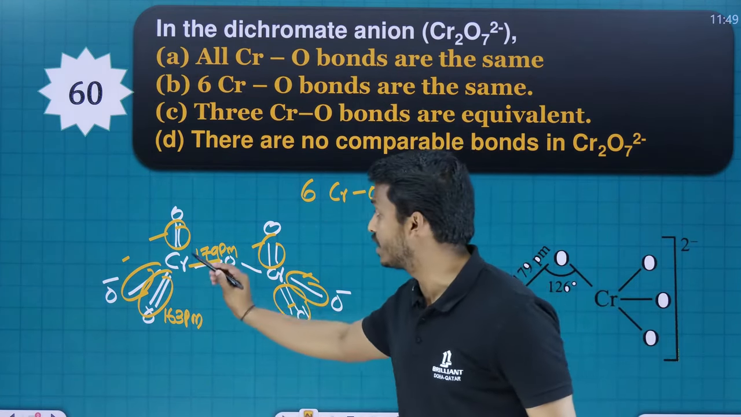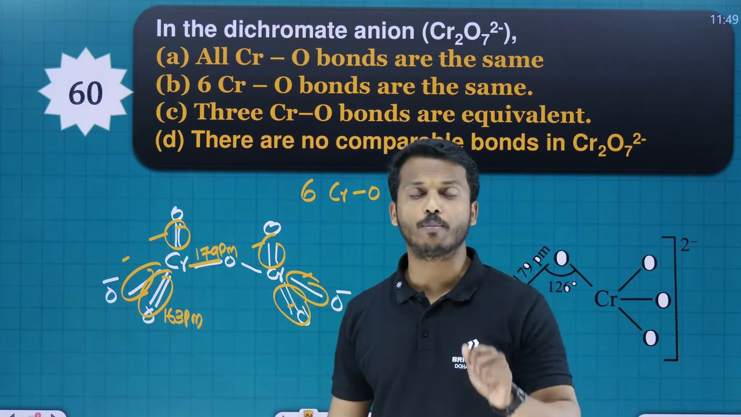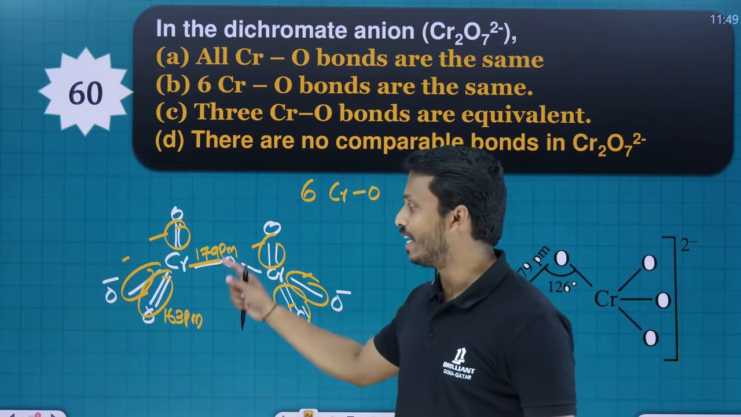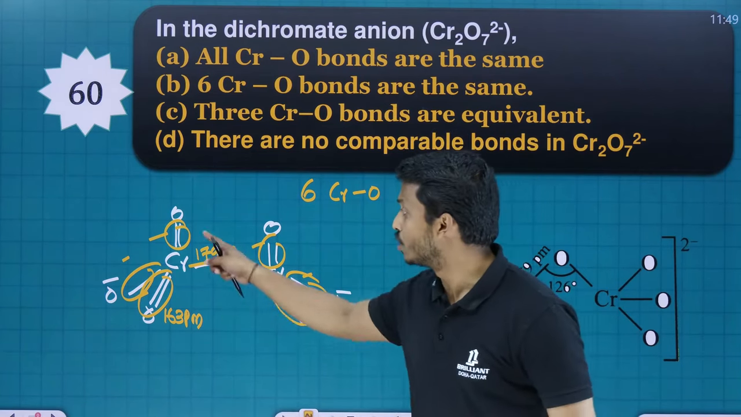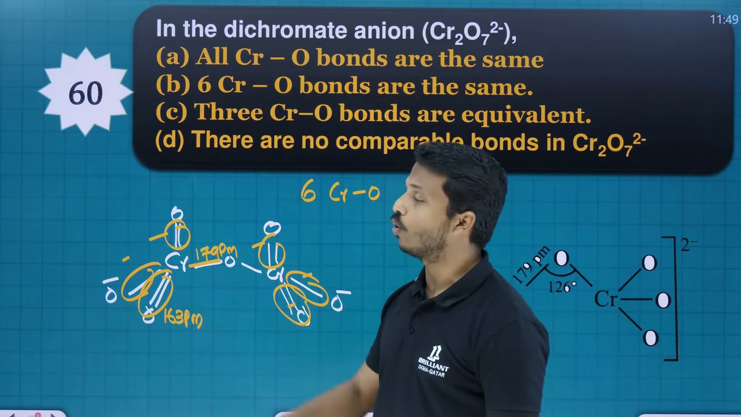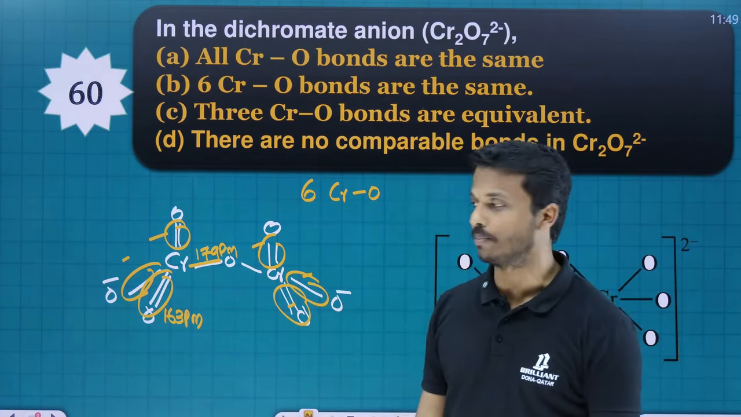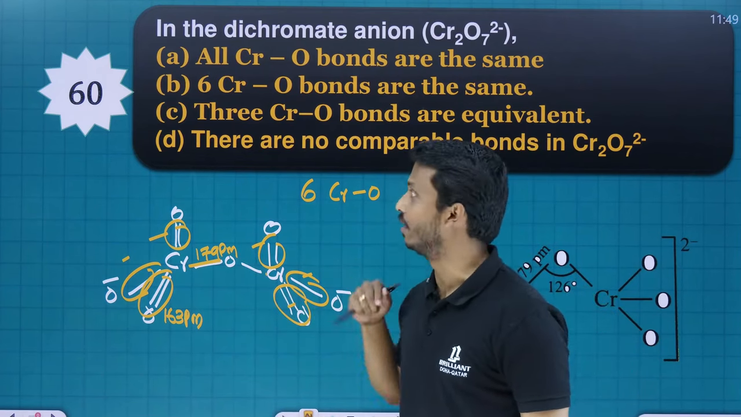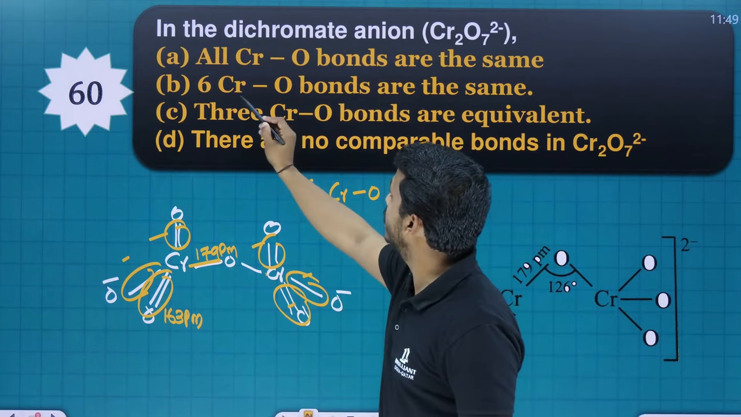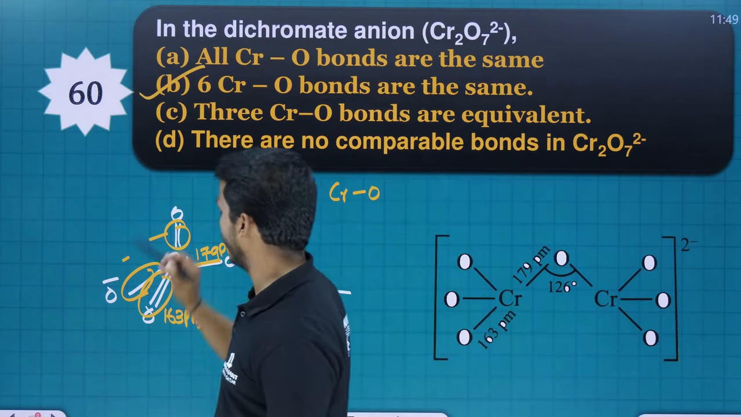So you may say, sir, this is a double bond and a single bond, right? How is their bond length the same? Here, resonance is possible. In the dichromate ion, resonance is there, so the double bond can be on any side. So all the 6 Cr-O bonds are similar, but these two are different in length. So we can say all Cr bonds are not the same. The 6 Cr-O bonds are the same in length.